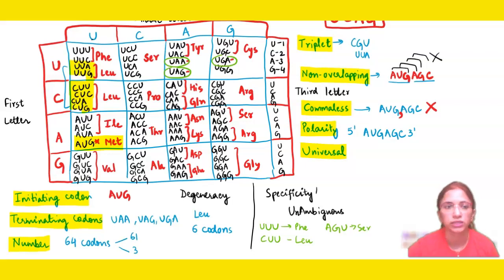So isoleucine, you can see here it is isoleucine, and how many codons are there? 3. Methionine is coded by just one codon. Valine is coded by 4 codons, right? And here you can see serine, and here also serine was there. So serine overall is coded by 6 codons. So this way you can work out for each amino acid and you can learn this way as well.